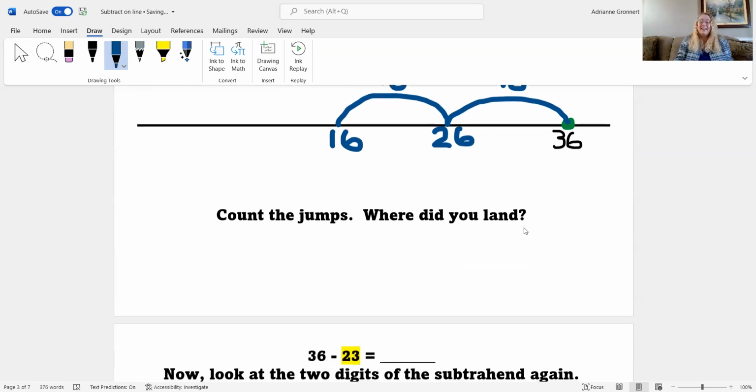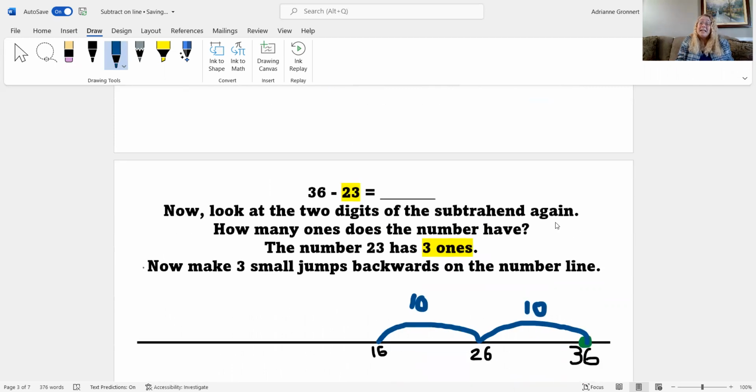Okay, now let's see what we do. Now we need to look at the two digits of the subtrahend again. And remember, the subtrahend is just the second number in the equation, or the number 23. And think to yourself, how many ones does the number have? Well, the number 23 has, that's right, 3 ones. So now we need to make 3 small jumps backward on the number line to represent the ones in the equation. So here we go.